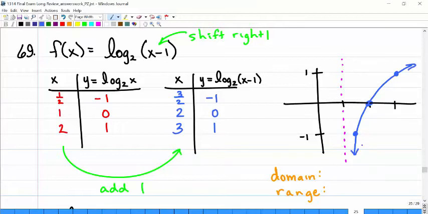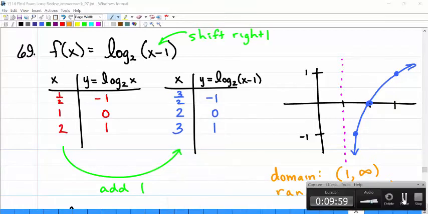My domain, notice that the vertical asymptote has moved over to x equals 1. It's no longer x equals 0. My domain is going to be from parenthesis 1 to infinity, and my range is all real numbers.